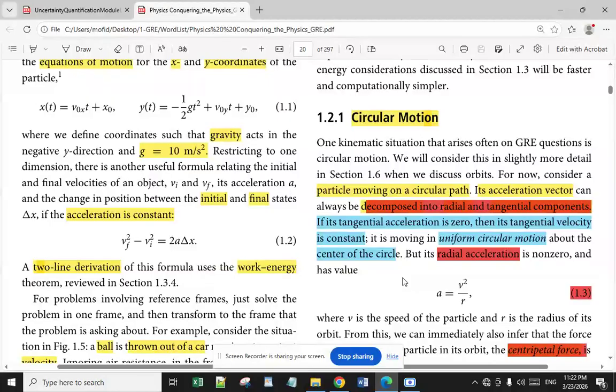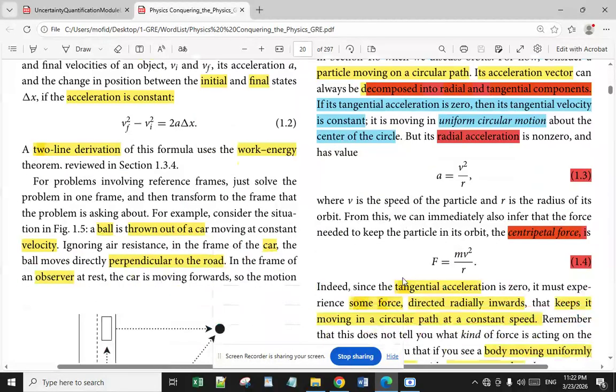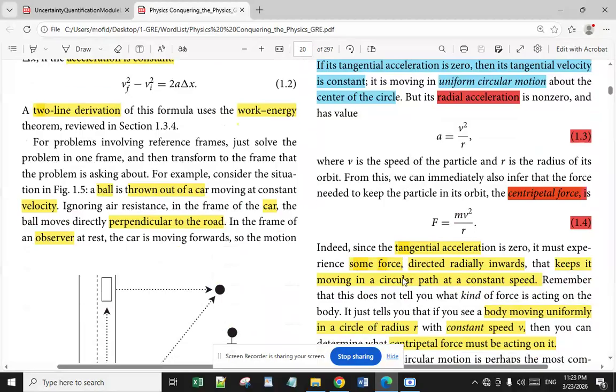But its radial acceleration is non-zero and has the value a = v^2/r, where v is the speed of the particle and r is the radius of its orbit. From this, we can immediately infer that the force needed to keep the particle in its orbit, the centripetal force, is F = mv^2/r. Indeed, since the tangential acceleration is zero, it must experience some force directed radially inwards that keeps it moving in a circular path at a constant speed.